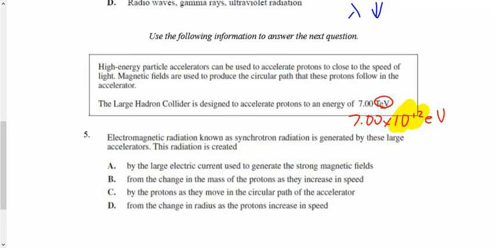What's the answer to this question? Yeah, the answer is C. By the protons as they move in the circular path of an accelerator. How do we know that? Like, where does that come from? What key word kind of starts leading us to that? Not completely, but starts to lead us there.